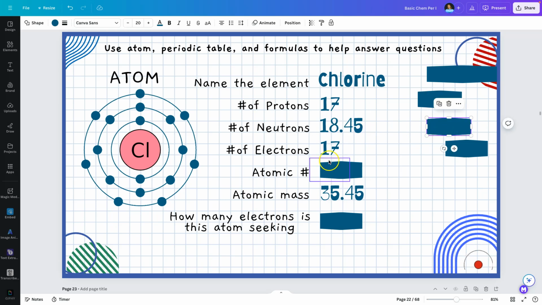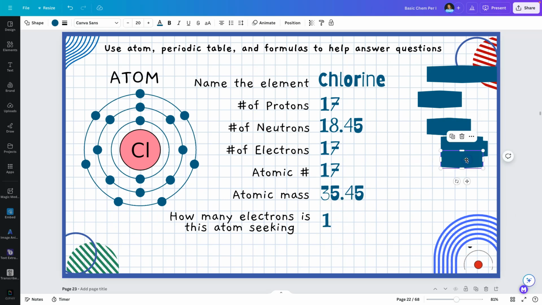My atomic number, as we stipulated, equals the number of protons. How many electrons is chlorine seeking? None? How do you know this? All the rings are full. 1, 2, 3, 4, 5, 6, 7. So I see 7. Did I do that right? So how many electrons is it seeking? 1, because it needs 8.